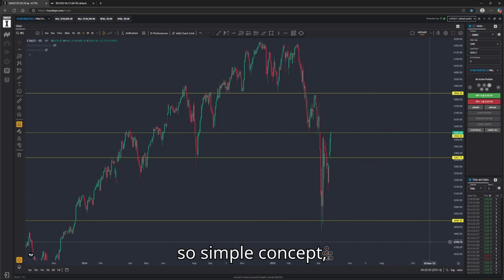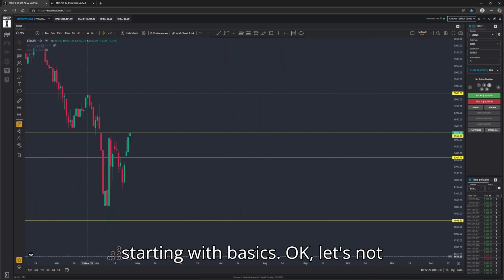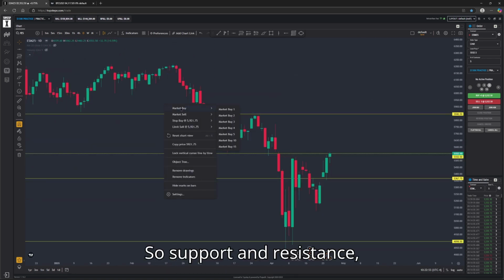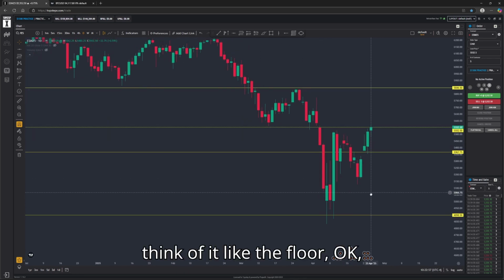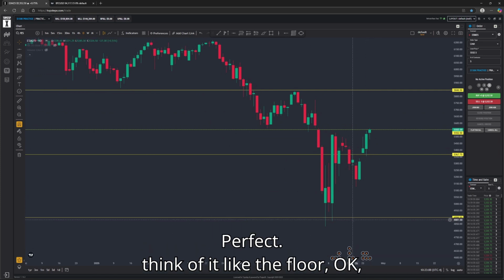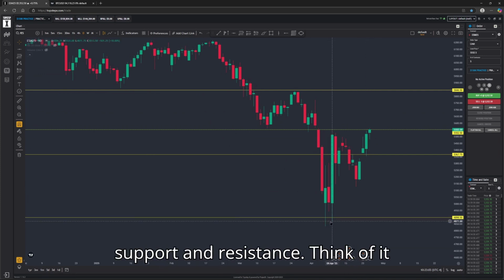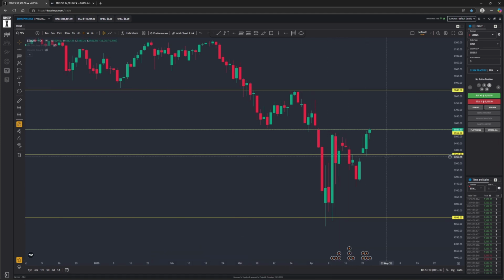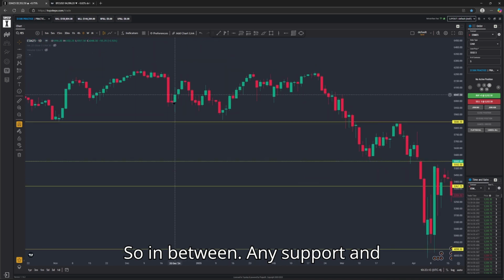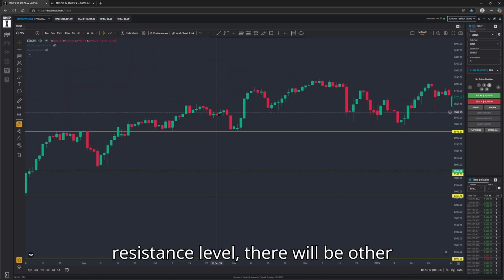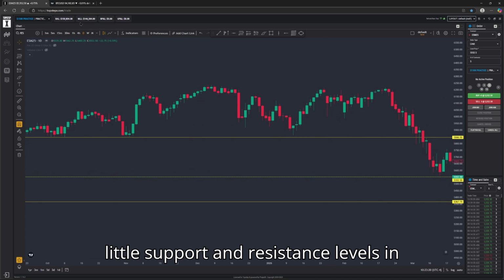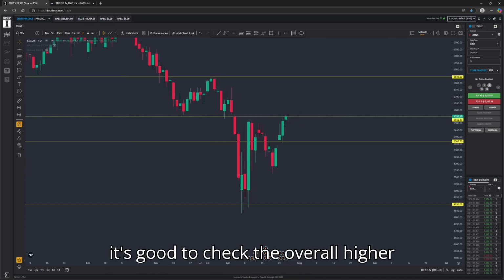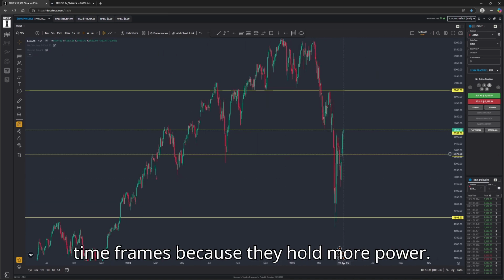So, simple concept, starting with basics. Let's not overcomplicate things too much. Support and resistance: think of support like the floor, and resistance like a ceiling, the top. In between any support and resistance level, there will be other little support and resistance levels in the smaller time frames. So it's good to check the overall higher time frames because they hold more power.